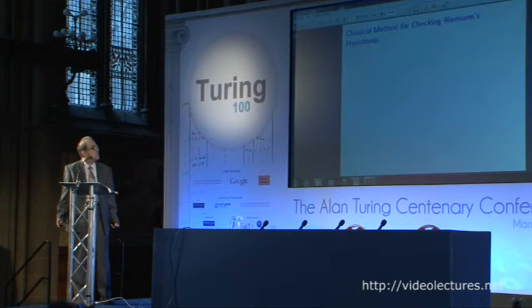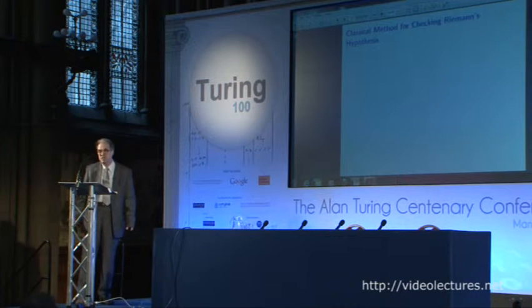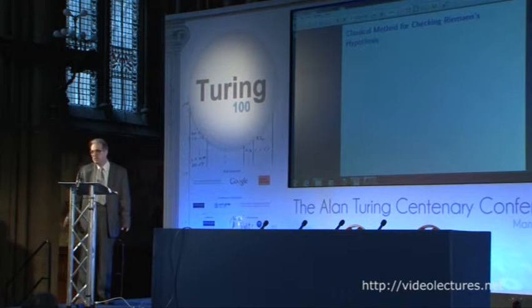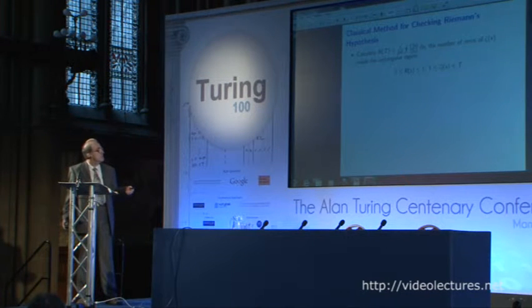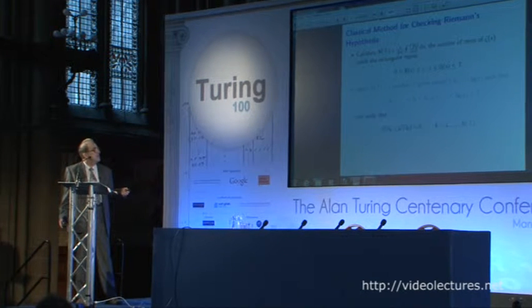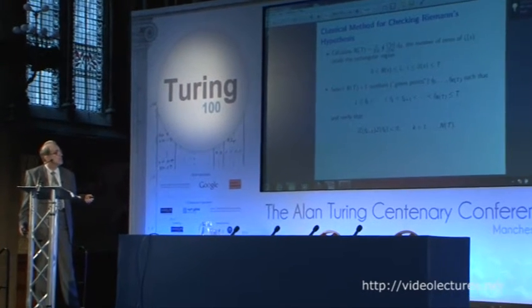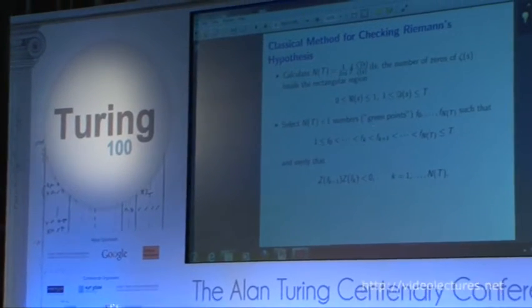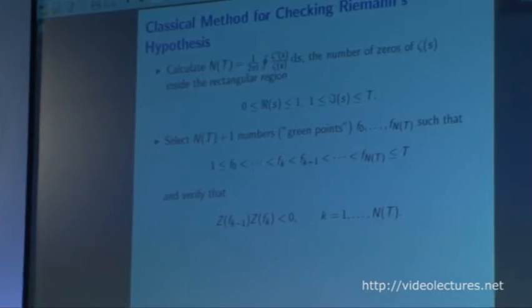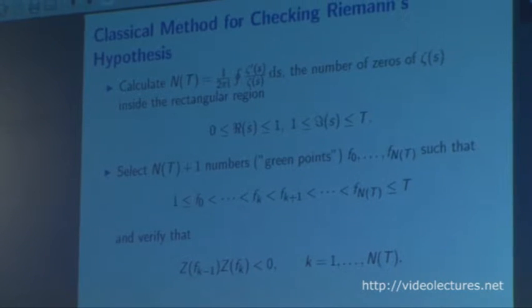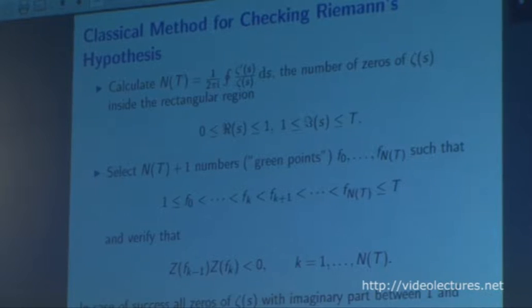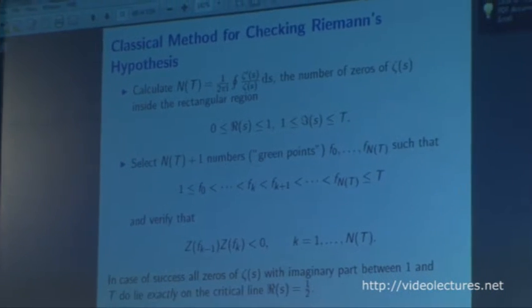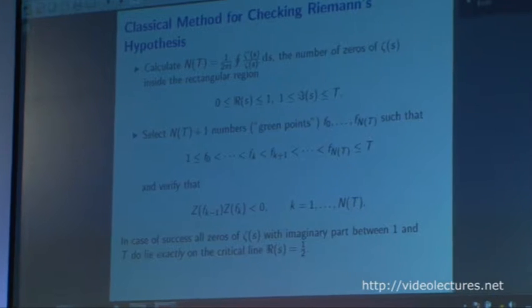And so the classical method known before Turing was as follows. It consisted of two stages. The first stage: calculate this number N(t) by calculating this integral. And then try to find many such numbers, green points, in increasing order, and check that each time we have a change of sign. If we succeeded, then we would know for sure that all zeros do lie on the critical line.